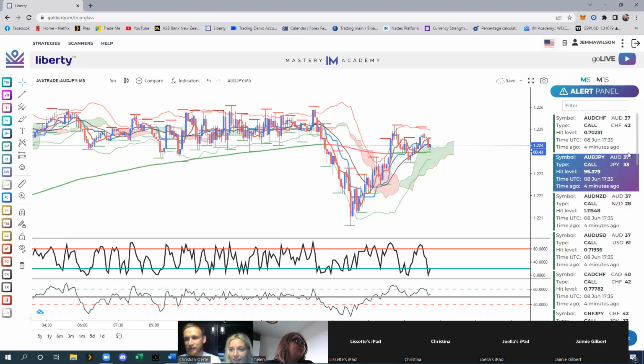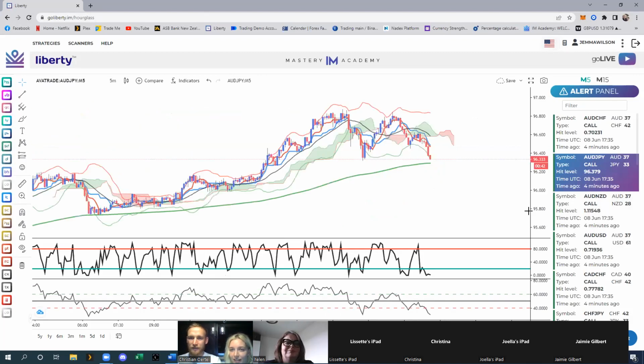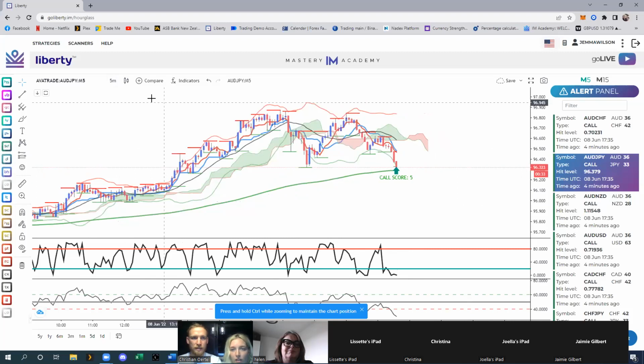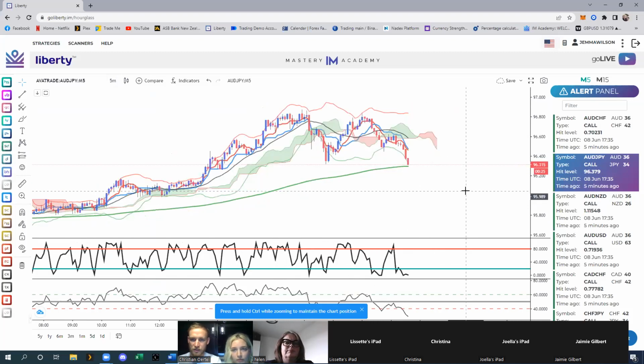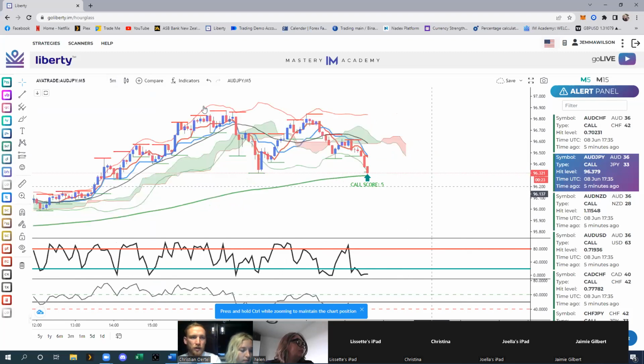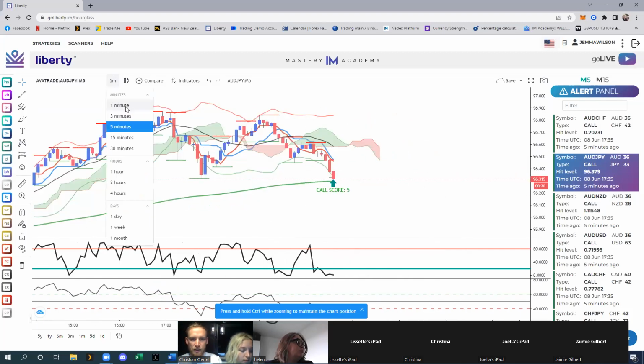AUDJPY. See the currency strength. Now that I've updated it, the currency strength isn't amazing. You were on USDJPY, weren't you? Yeah. No, I think that was AUDJPY that I was looking at just before. Okay. Yeah. AUDJPY. I think we're still going to give it a go because it's an opportunity to try the volume. It's just whether it's going to turn around or not. I'm not sure. Let's see.